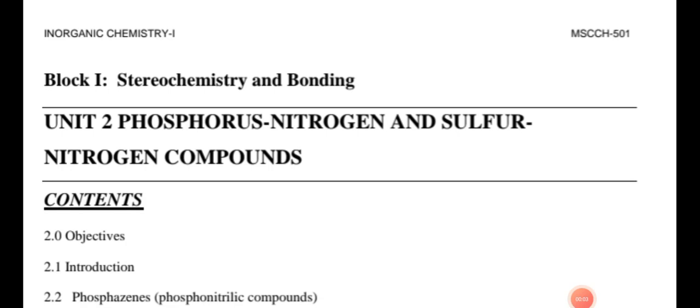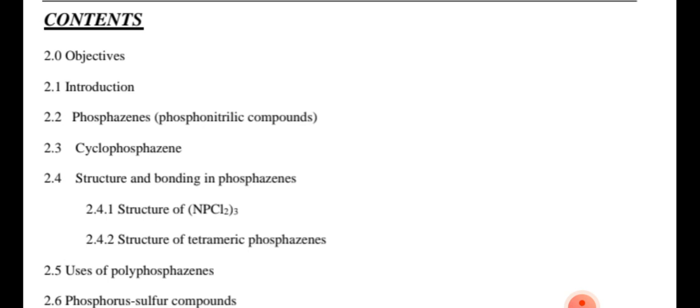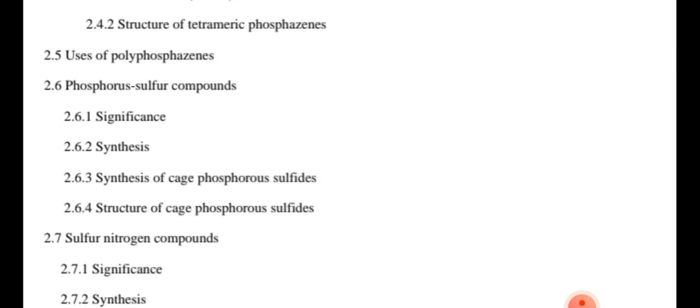Inorganic Chemistry 1, Stereochemistry and Bonding, Unit 2: Phosphorus, Nitrogen and Sulfur-Nitrogen Compounds. Contents: Objective, Introduction, Phosphazene, Phosphonitrile Compounds, Cyclophosphazenes, Structure and Bonding in Phosphazenes, Structures of NPCl2 3, Structure of tetrameric phosphazenes, Uses of phosphazenes, polyphosphazenes, 2.6 Phosphorus-Sulfur compounds: Significance.